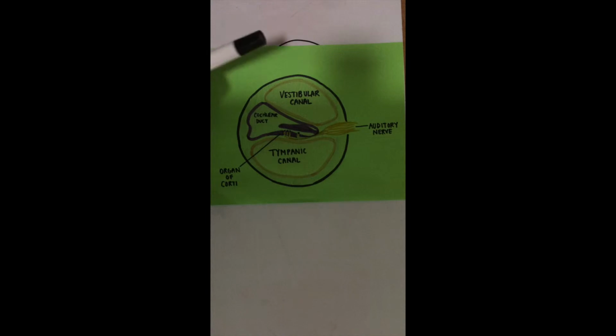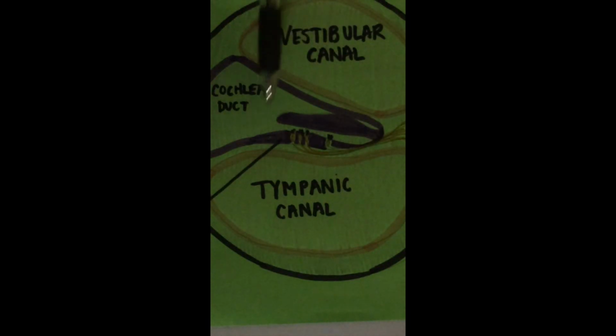The fluid filling both the vestibular and the tympanic canal is a perilymph fluid, and the fluid in the cochlear duct is an endolymph fluid. We also have this smaller organ right here, which is the organ of Corti, which contains the small hairs and the sensory nerves.